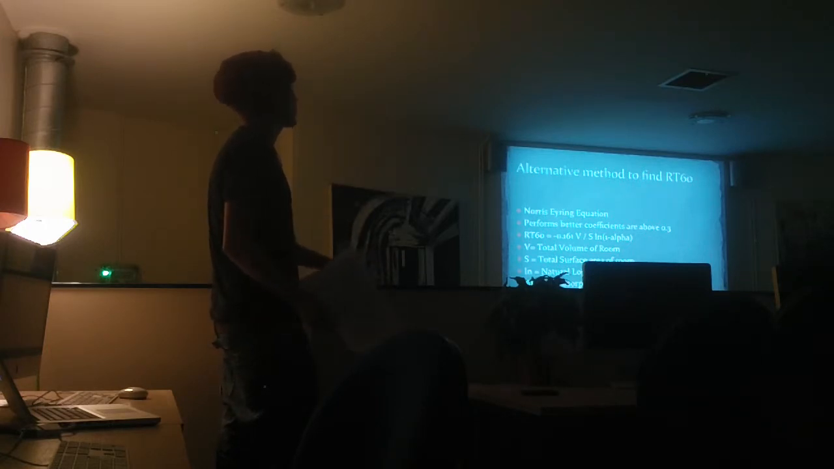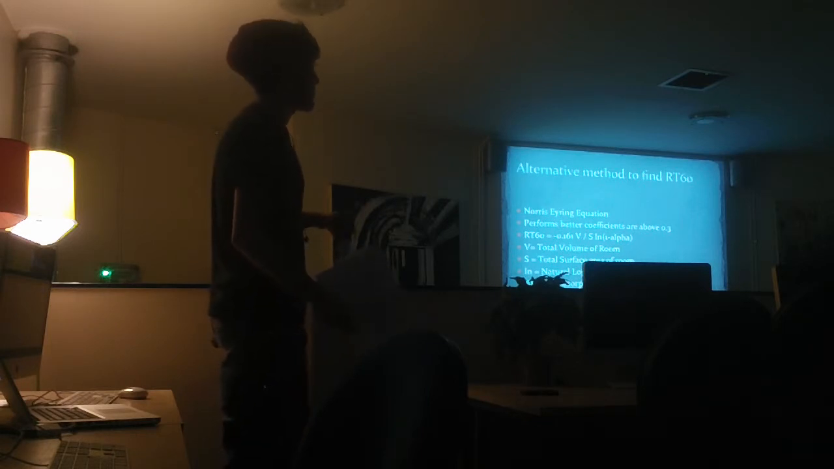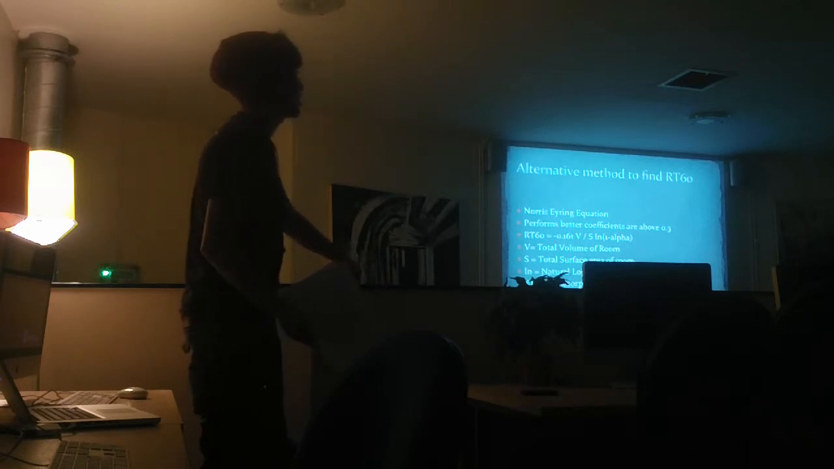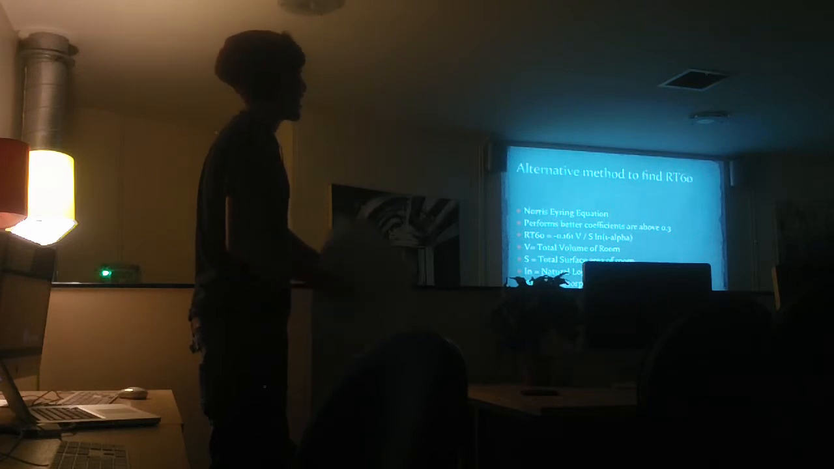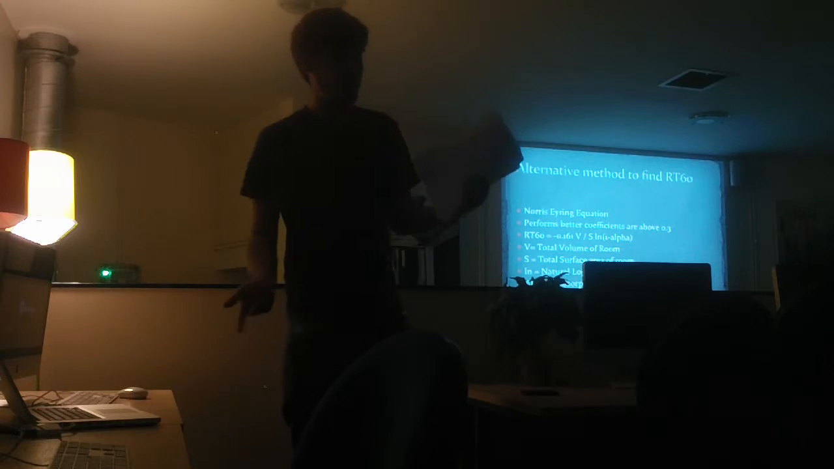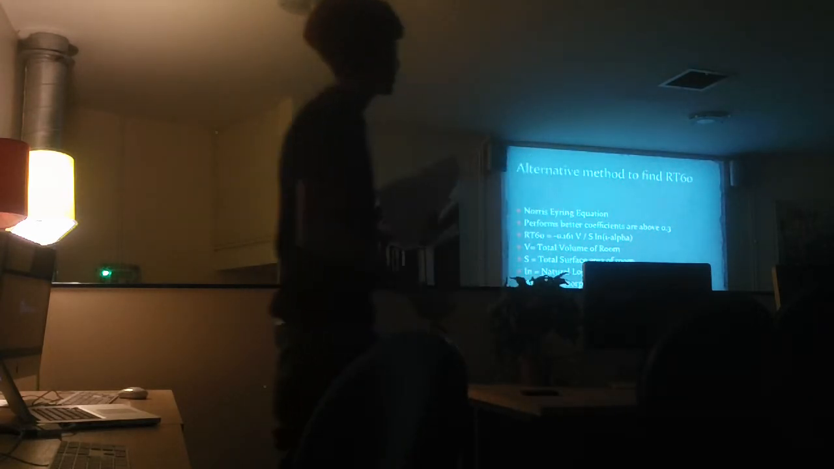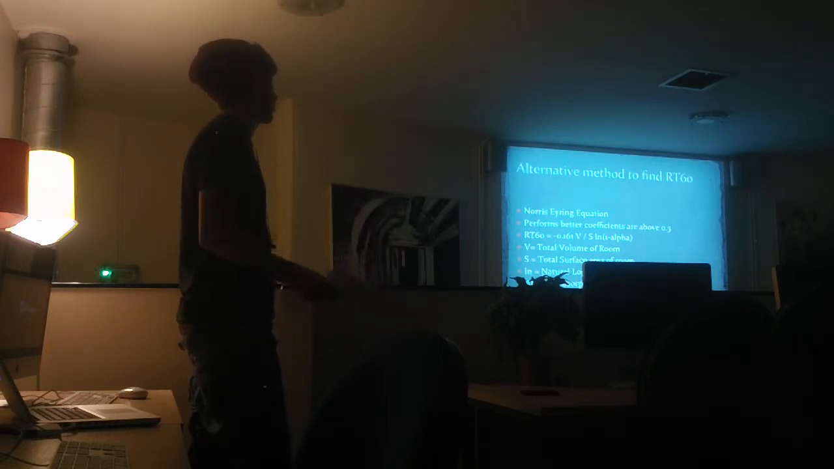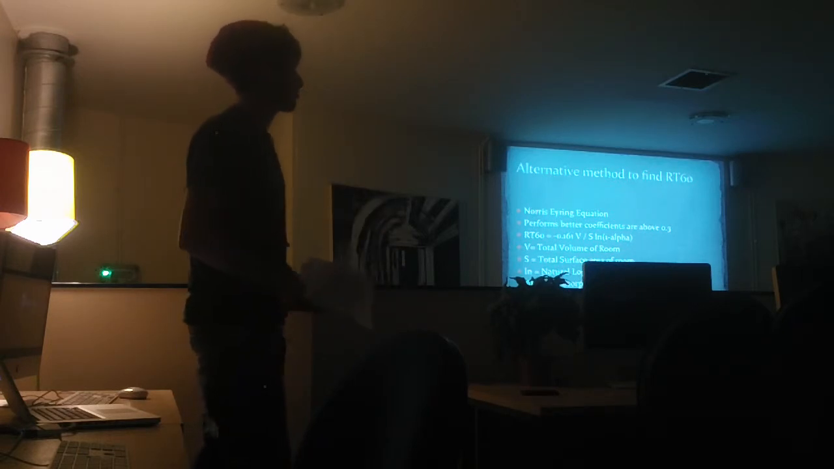The formula itself is RT60 equals minus 0.161, which is the K again, times volume divided by S, which is total surface area of the room, and then you have to hit natural log on your calculator, and then 1 minus alpha, where alpha is the average coefficient of your surfaces.